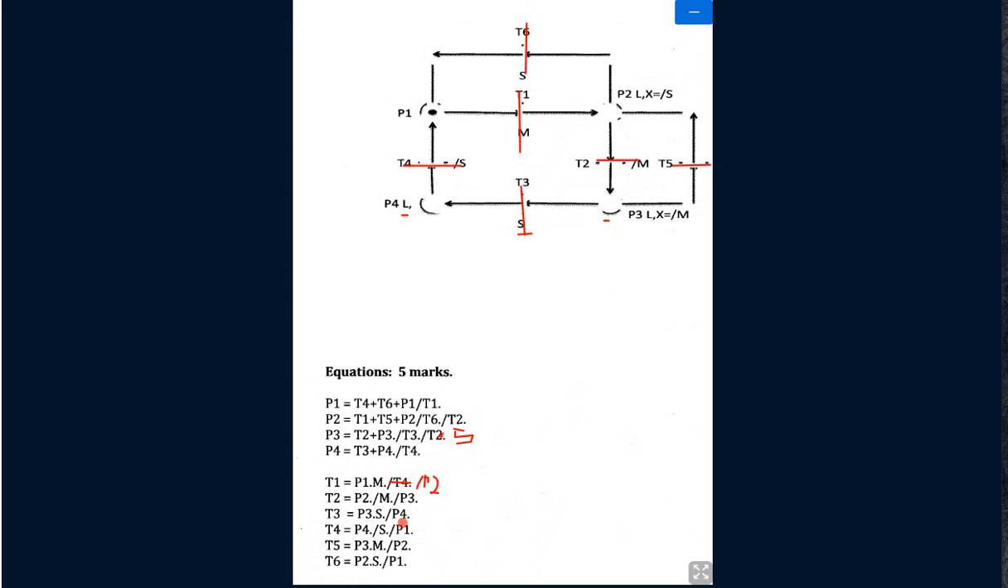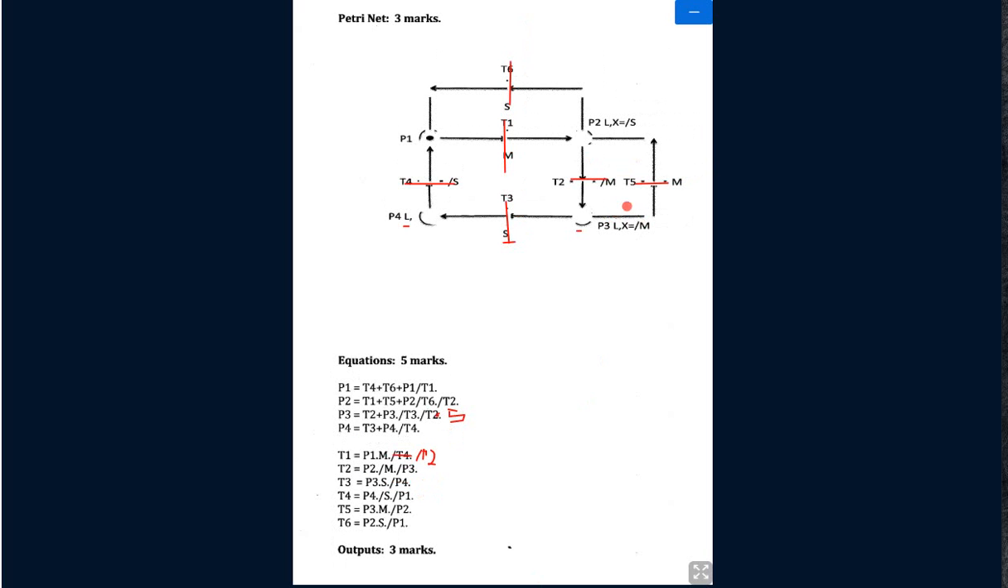All right, and then for T4, T4 is here, right? It's from P4, S bar, P1 bar. Okay, P4, S bar, P1 bar. And T5, right? For T5, where's T5? This is T6. T5 here is actually from P3, right? P3, M, P2 bar. P3, M, P2 bar. And T6 is actually from your P2, S, P1 bar.